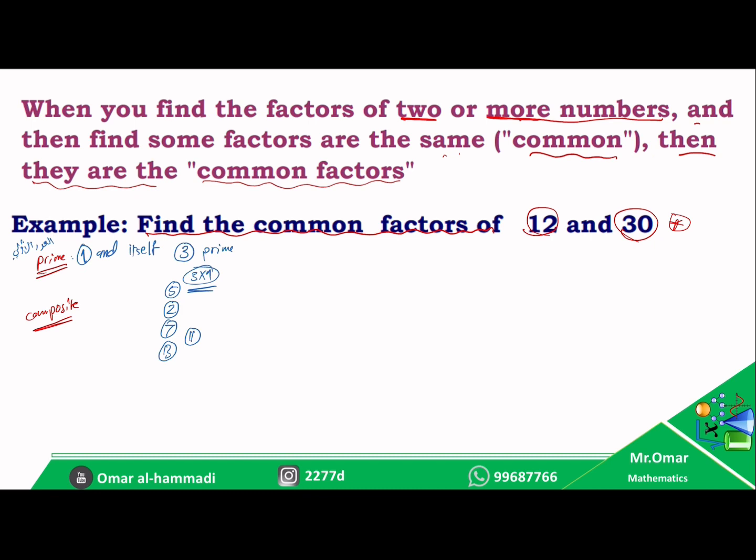But what about the composite numbers? For example, 9 is a composite number. Why? Because it is 3 multiplied by 3 and also 9 multiplied by 1. So there are other factors, not just one and itself.